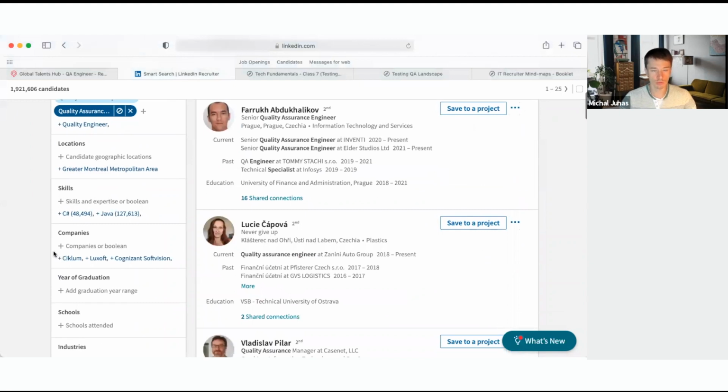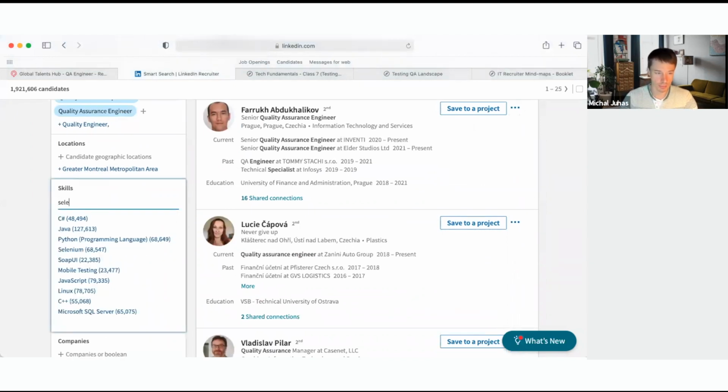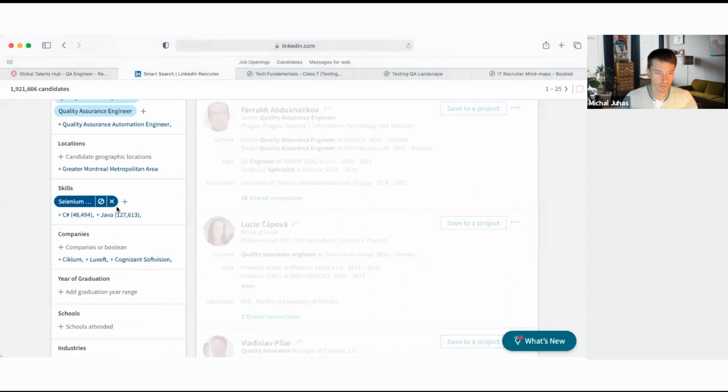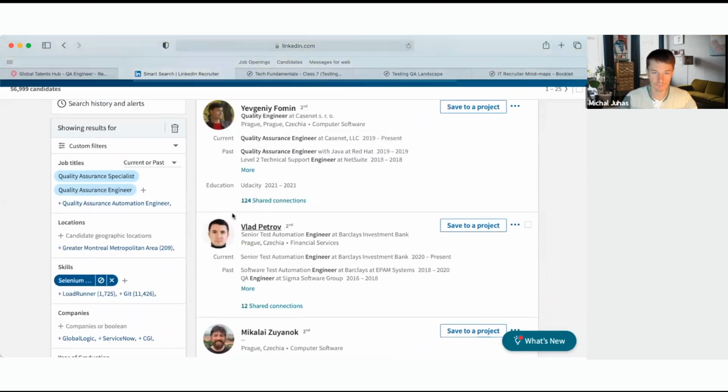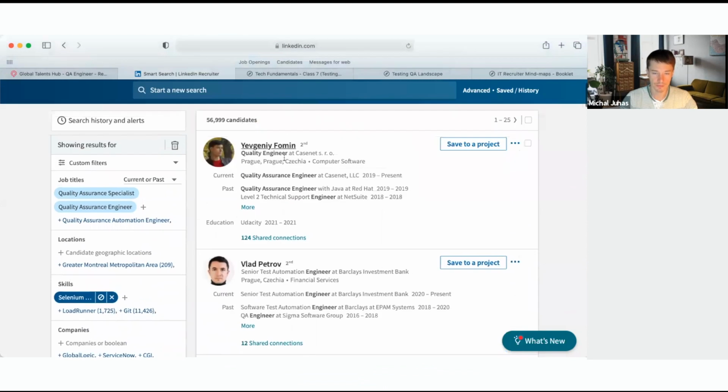So then what skills do we need? For example, Selenium is one of these really important skills. Selenium WebDriver. We could type both Selenium and Selenium WebDriver. Yevgeny, Vlad.